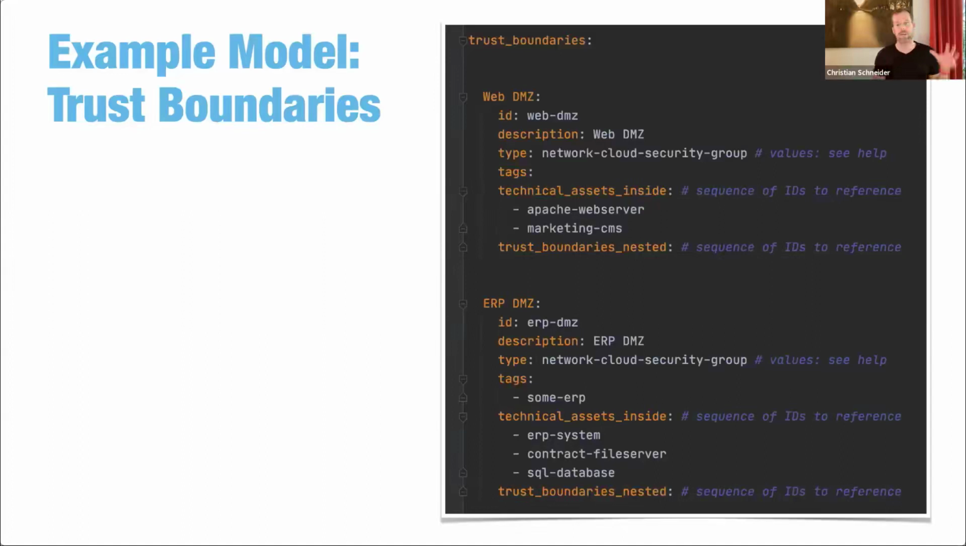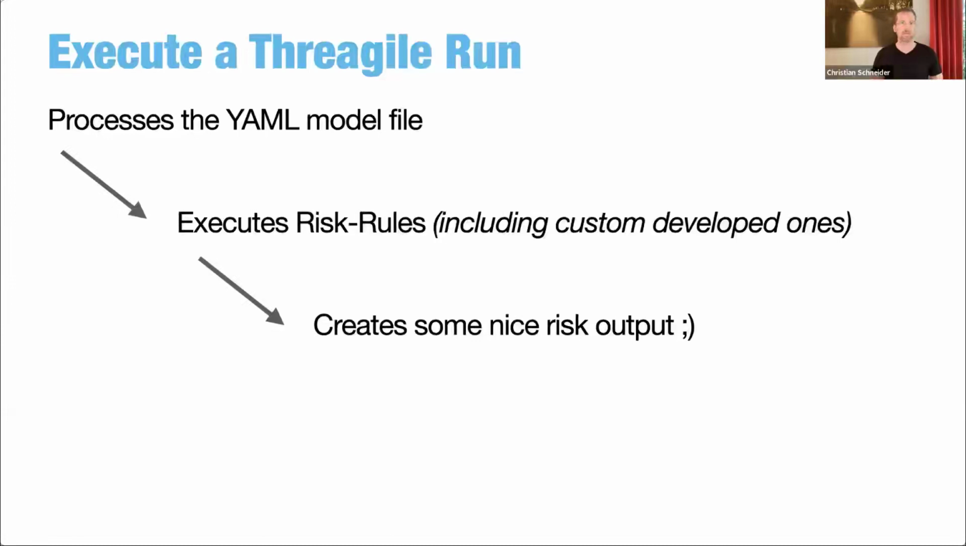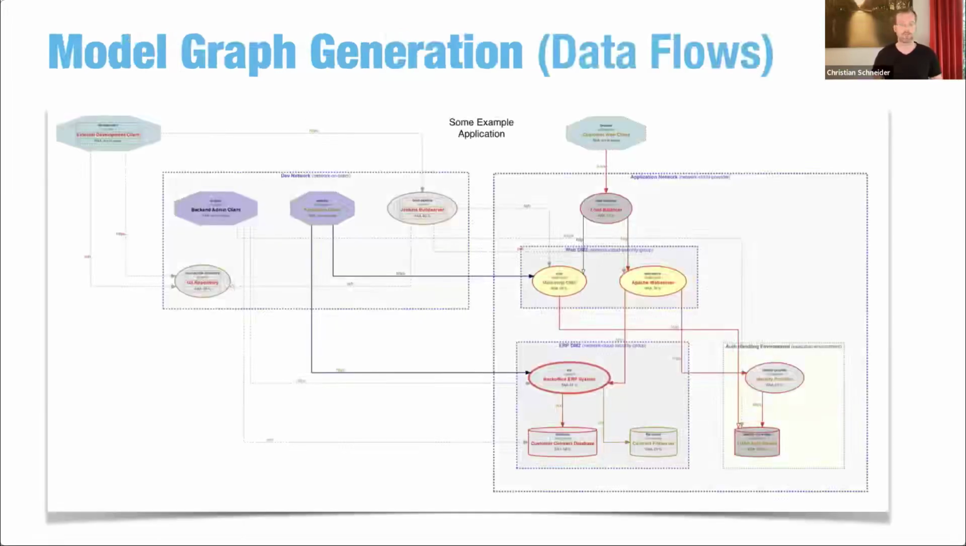And you can also nest them to have some kind of nested trust boundaries, like a cloud network and certain cloud security groups in that. At the end, what's a Threagile run? It's just reading that YAML file, processing it, executing all the built-in risk rules, including the custom developed ones, if you have any, and create some nice output.